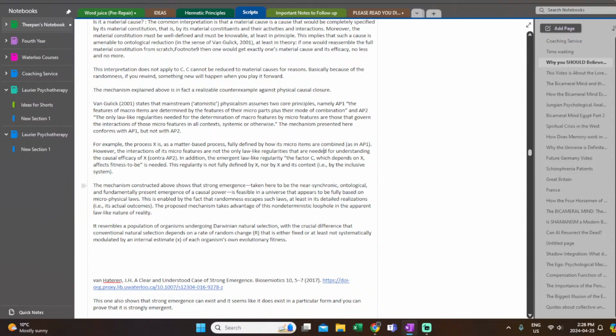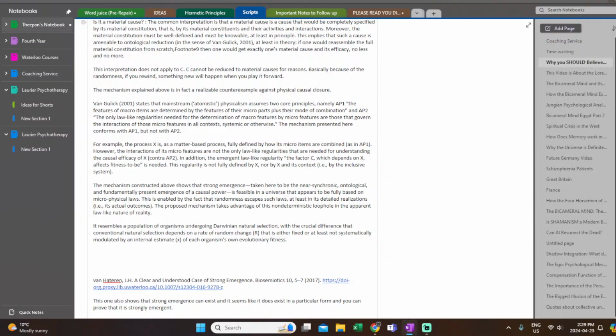The mechanism constructed above shows that strong emergence, taken here to be the near synchronic, ontological, and fundamentally present emergence of causal power. Near synchronic, yeah. Ontological. Oh, he said near synchronic, so I guess that means almost happening simultaneously with the direction that the organism moves in across time. Ontological and more fundamentally present emergence of a causal power is feasible in a universe that appears to be fully based on microphysical laws. This is enabled by the fact that randomness escapes such laws, at least in its detailed realizations, i.e. its actual outcomes. The proposed mechanism takes advantage of this non-deterministic loophole in the apparent law-like nature of reality.